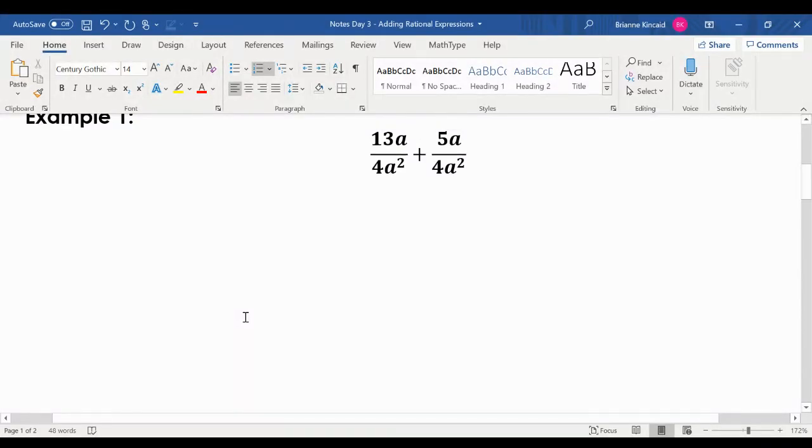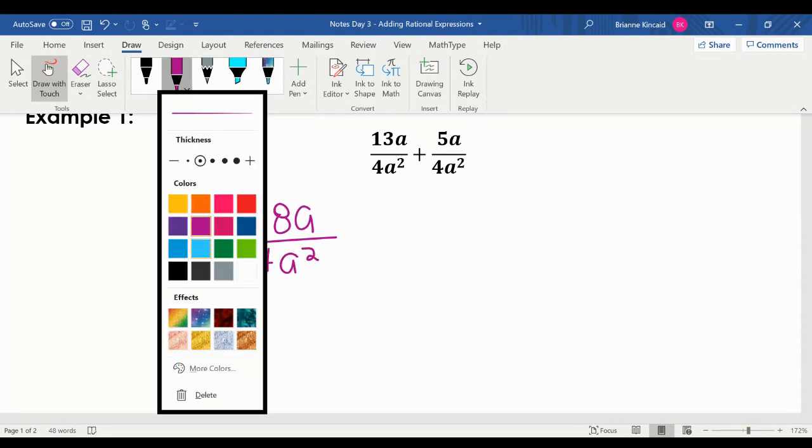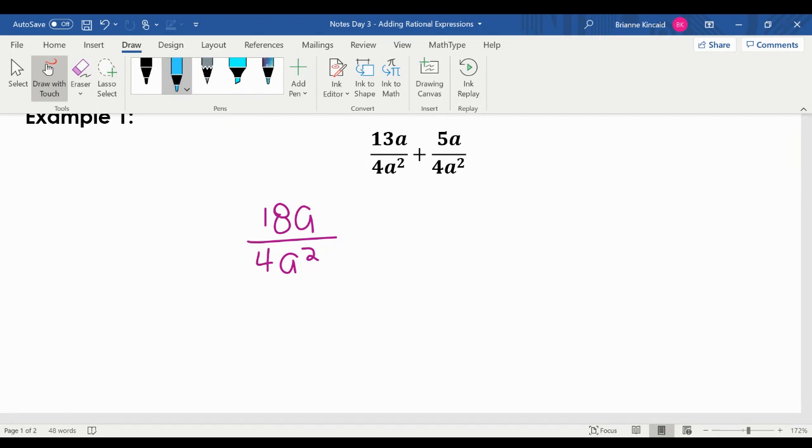So for the first example, like I said, every single one of these here is going to have a common denominator. So we can go ahead and skip to step 2, which is to add the numerators. So I combine 13a and 5a to give me 18a, and the denominator stays the same, so over 4a squared. Once you're at a single fraction, you can either factor or just go ahead and cancel out. In this case, we can cancel out because these are both monomials and they can't be factored any further.